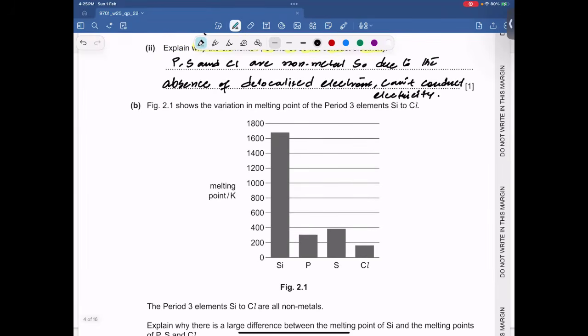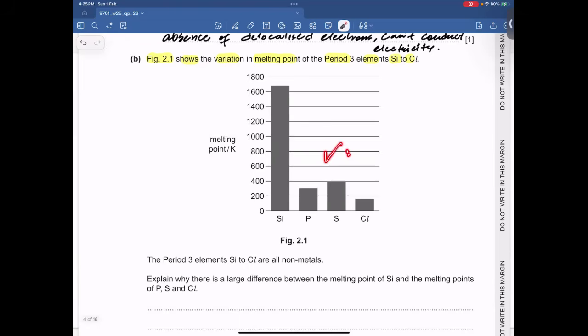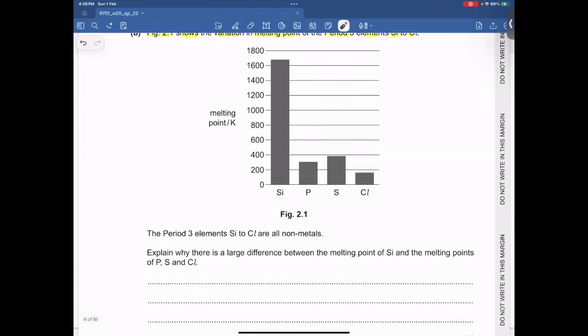Okay. Now, this figure 2.1 shows the variation in the melting point of period 3 elements silicon to chlorine. Now, silicon has the highest melting point. Then phosphorus has a lower one. Sulfur has slightly higher. Chlorine is lower than both phosphorus and sulfur. All right, and that's what we have done in the class also. We have made this sketch regarding the melting point of period 3 elements. Melting point of period 3 elements, silicon to chlorine are all non-metals. Explain why there is a large difference between the melting point of silicon and the melting point of phosphorus, sulfur, and chlorine.